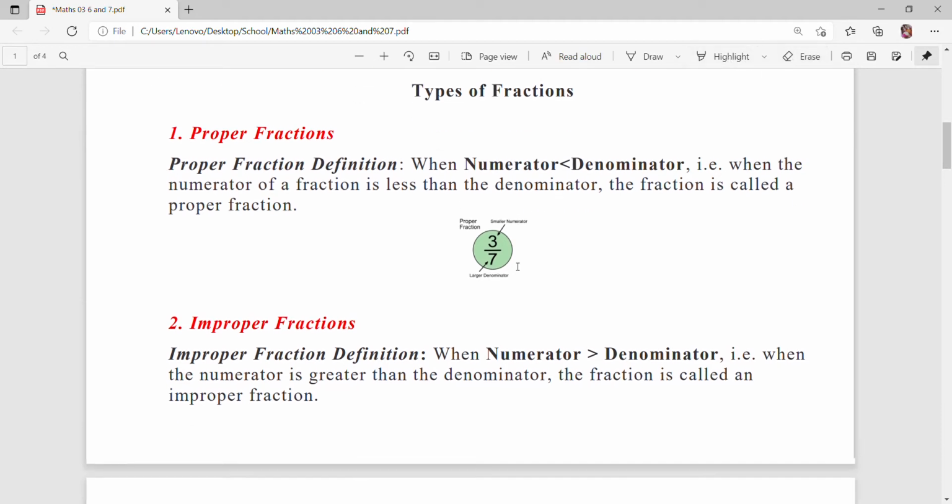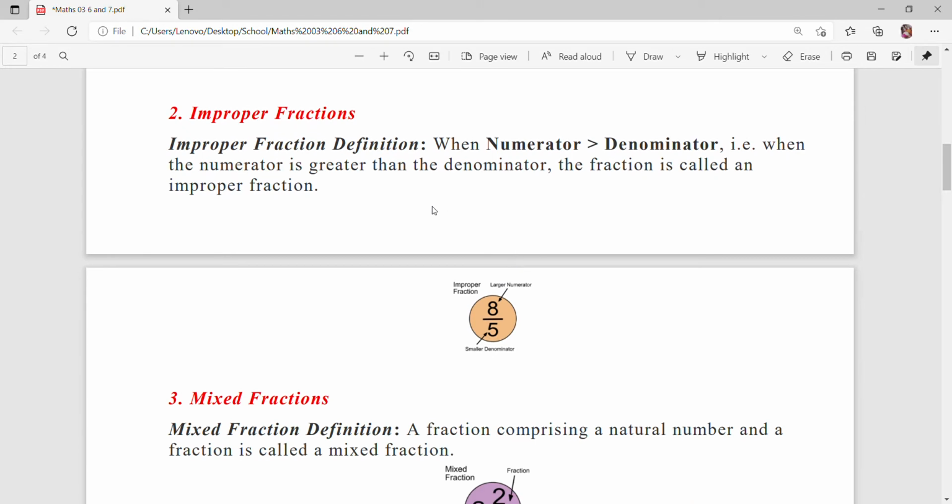Next, move to the improper fraction. An improper fraction is the vice versa of a proper fraction. See the definition. When the numerator is greater than the denominator, the fraction is called an improper fraction. That means the denominator should be a small number, and the numerator should carry a large number. It is the vice versa of a proper fraction.